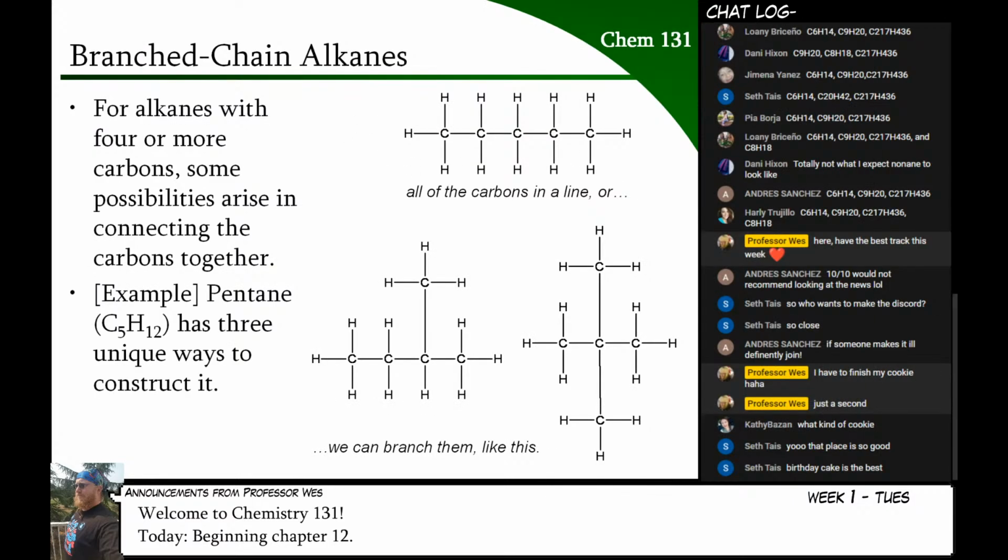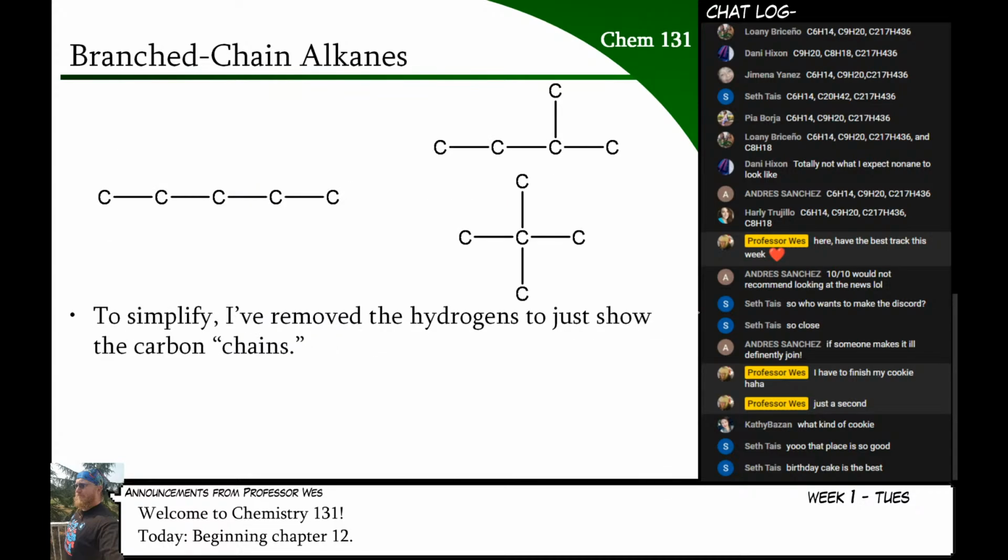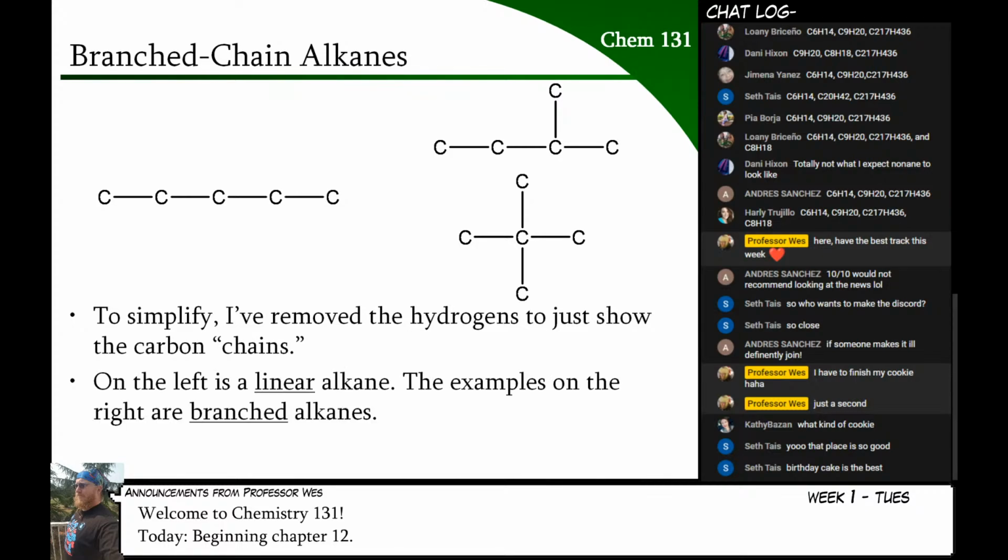All right, so those are all pentanes. Those are all unique ways that we can describe pentane and construct a formula for it. Now, we're going to want to ascribe some different properties to these. On this slide, I have removed all the hydrogens just to show the chains here. So I got my linear version on the left here, and I got my branched ones on the right.